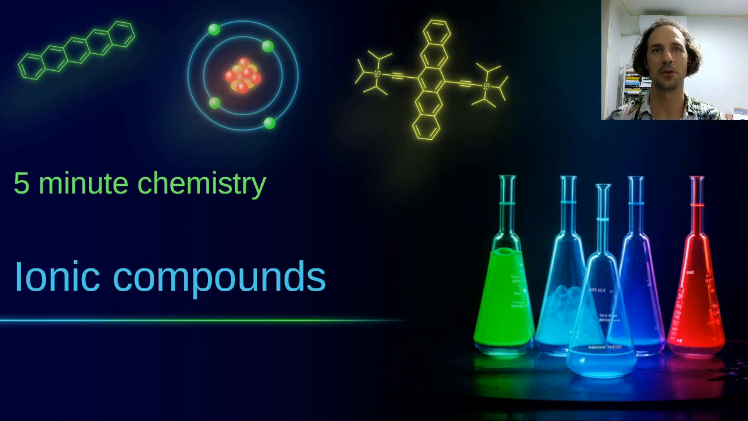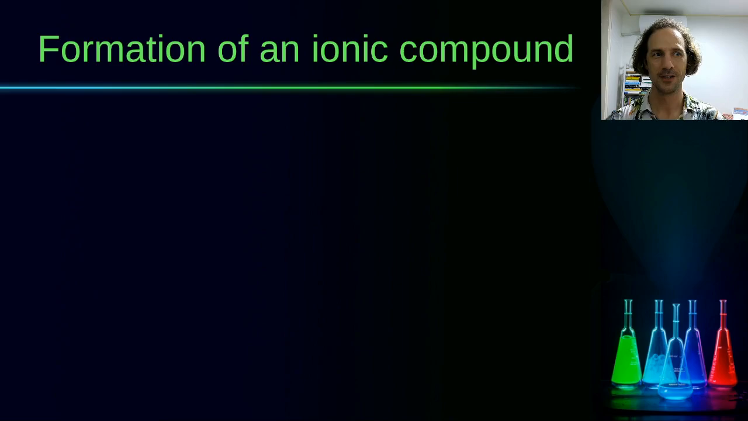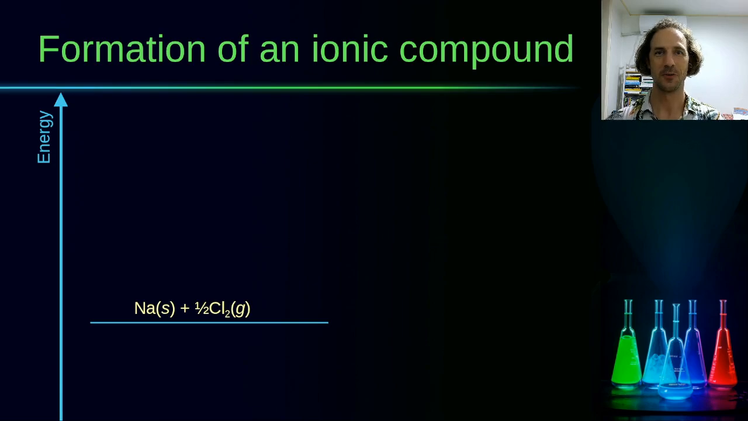Today we are going to be talking about ionic compounds. So for the formation of an ionic compound, we will be drawing an energy diagram. From the energy diagram, we will start from the elemental forms of sodium and chlorine.